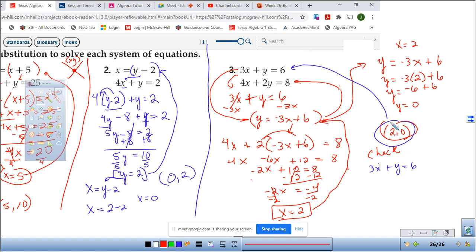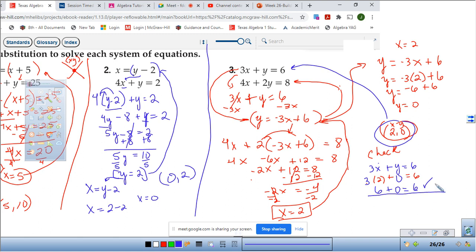I'm going to plug that x value here and that y value here into here. So I have 3 times 2. 3 times that x is 2, right? And y to be 0. This gives me what? 6 plus 0 is equal to 6. Checks out. So I want to tell you this much. It works on that first one. Let's just double check the second one. You don't have to do this. I'm going to show you how to do it.